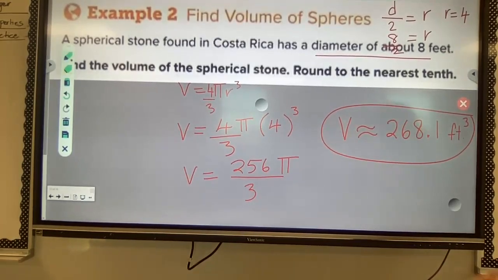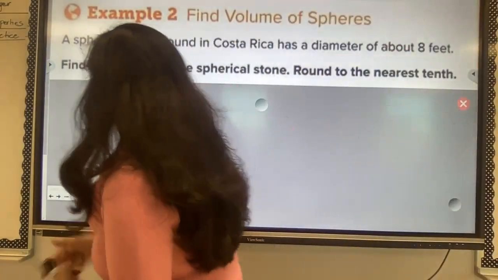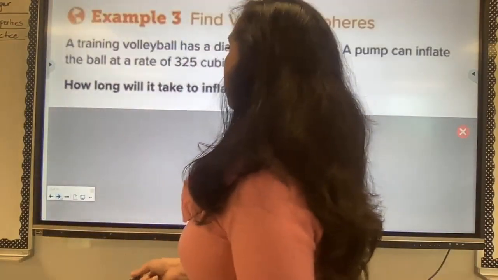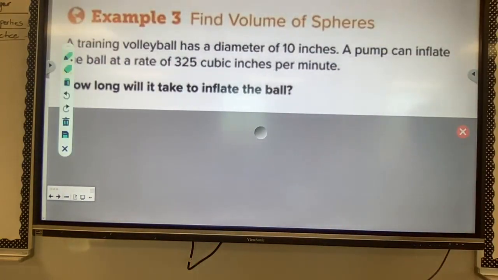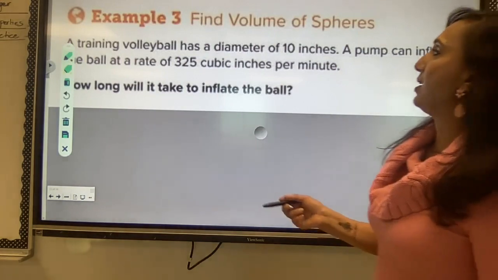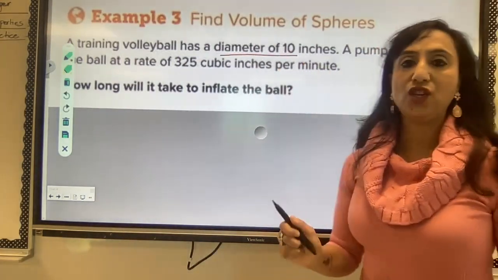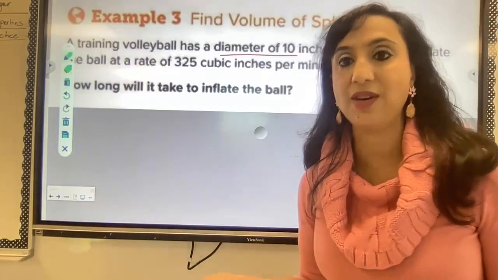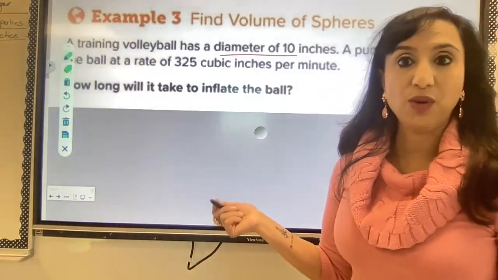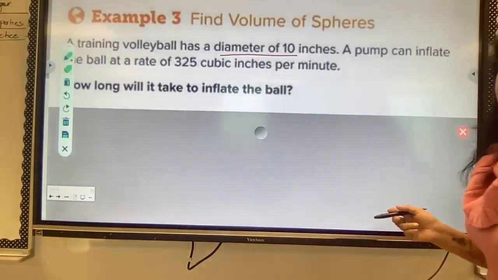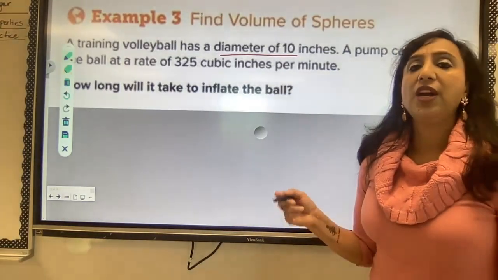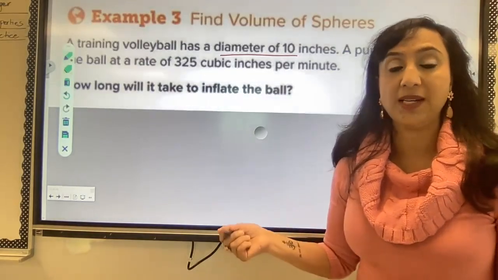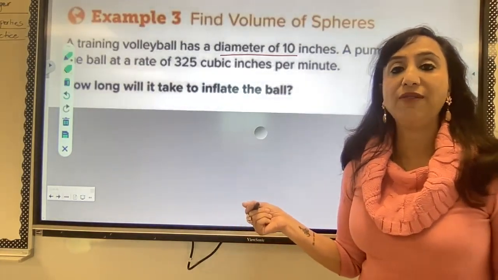Let's do another problem. Let's look at this one. It's saying a training volleyball has a diameter of 10 inches. If the diameter is 10, what's the radius? Radius is going to be half of 10, which is 5. A pump can inflate the ball at a rate of 325 cubic inches per minute. How long will it take to inflate the ball?